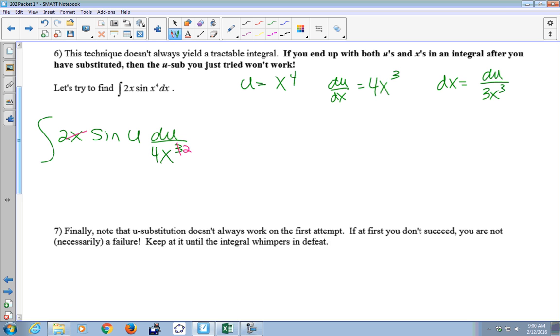If instead of 2x, I had something times x cubed in that spot, this would have worked because then I could have gotten a cancellation. So if you see an x to the 4th and an x cubed, you go, oh, x cubed is like a derivative of x to the 4th. That's a good sign that u substitution will work.